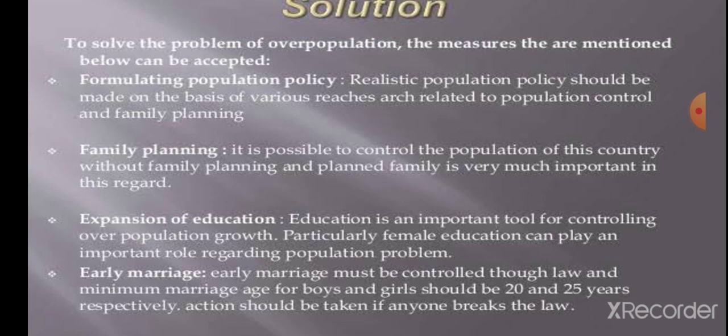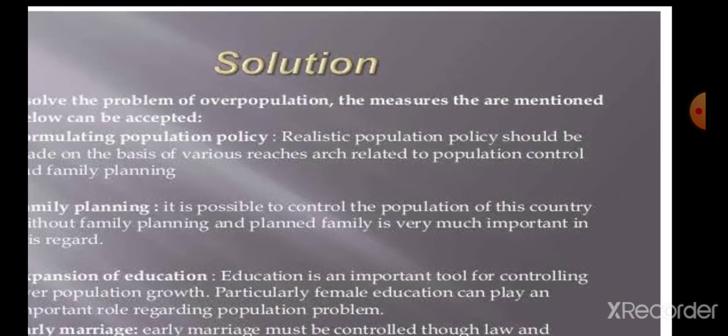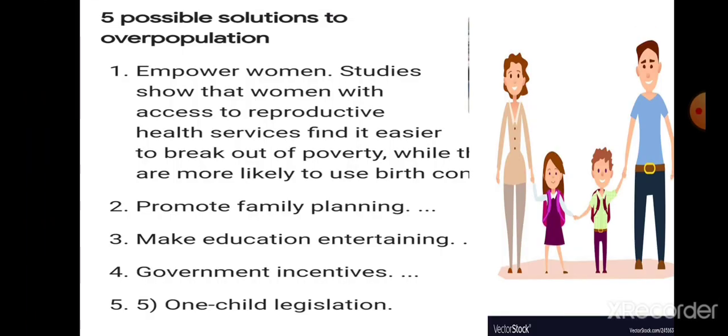So anyway, we can solve the problem of overpopulation through family planning and extension of education, especially for women. We can stop early marriages, and the government should provide some acts to stop early marriages, and the government should fix the age of marriage for boys and girls, especially 25 years and 20 years.